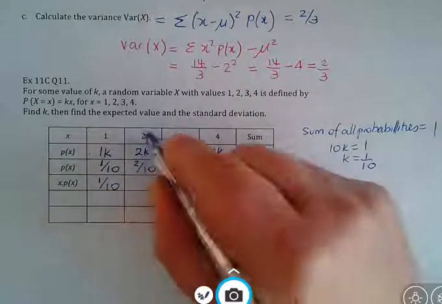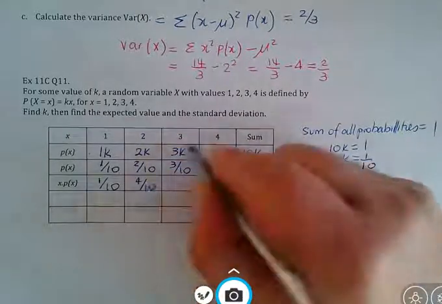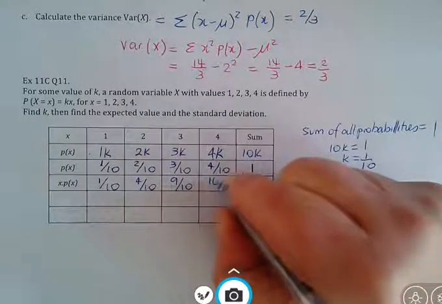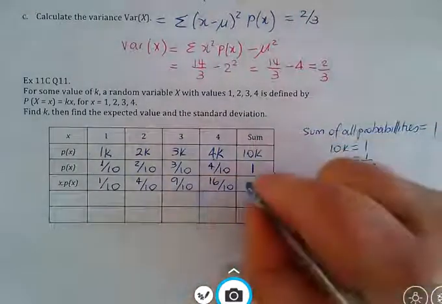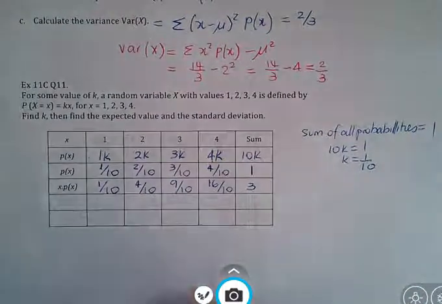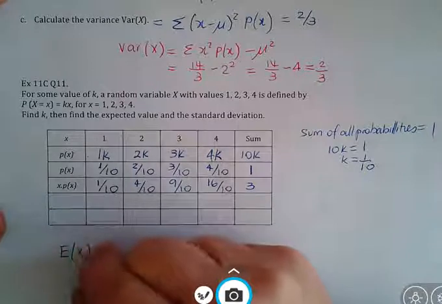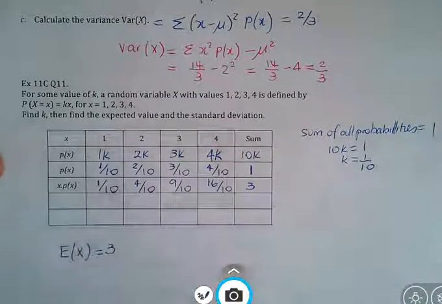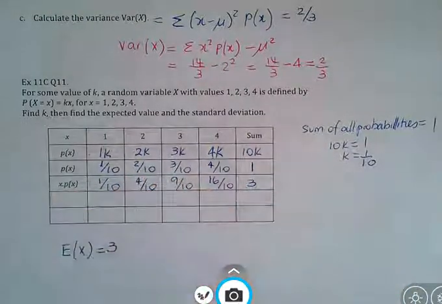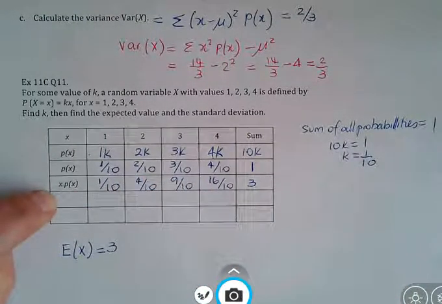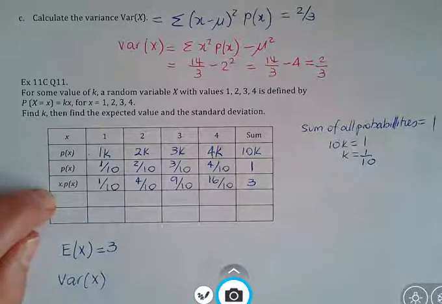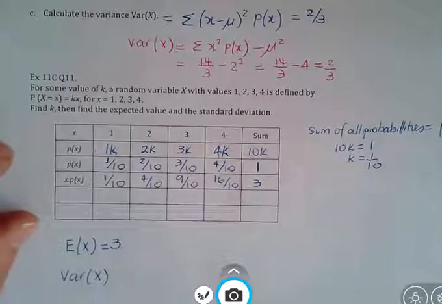Once you've done that, you've got 1/10, 2 times 2/10 is 4/10, 3 times 3/10 is 9/10, 4 times 4/10 is 16/10. 30 over 10 is your sum, so you get 3. So therefore your expected value is 3. Now, you can use either method for your variance. And then for your standard deviation, you need to square root the variance.